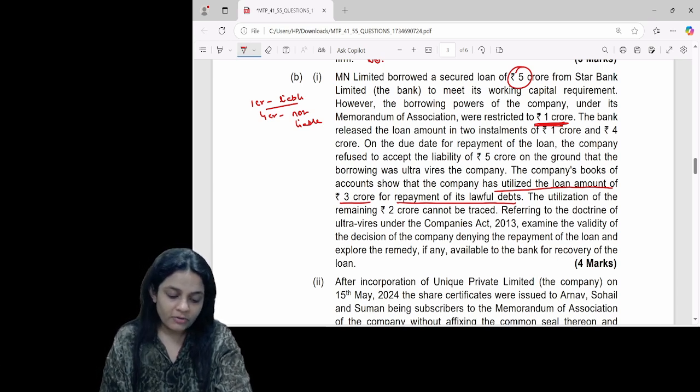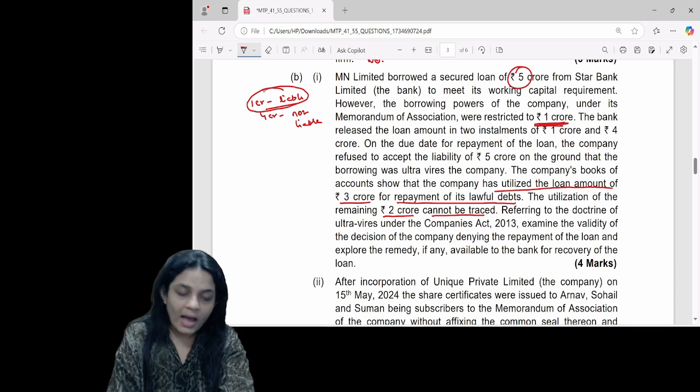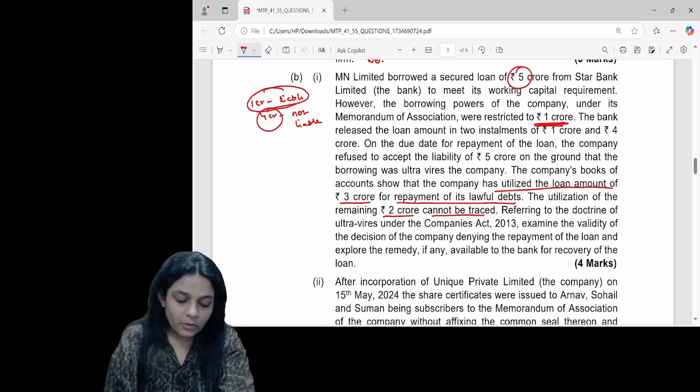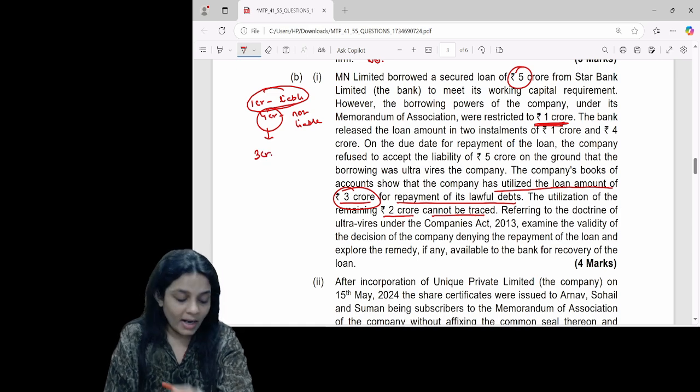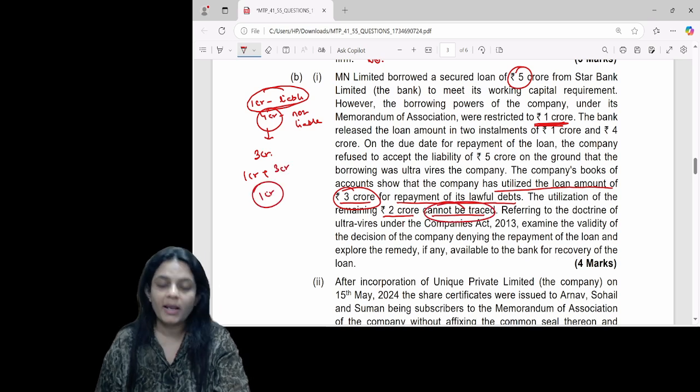The utilization of the remaining 2 crores cannot be traced. So, this 1 crore they are liable. Out of the 4 crores, 3 crores is traceable. So they are liable for this. So they are liable for the 1 crore plus the 3 crores. But the amount which cannot be traced, they are not liable.